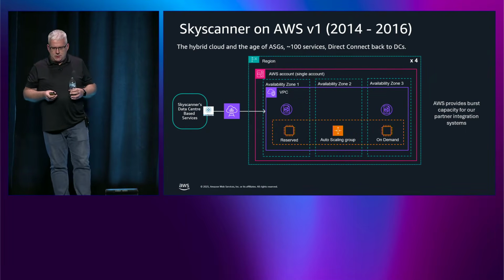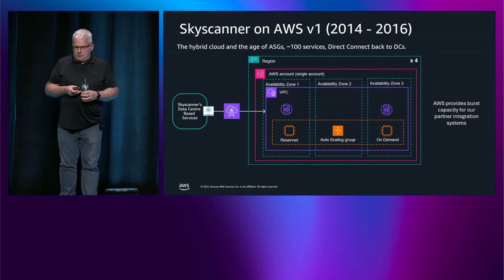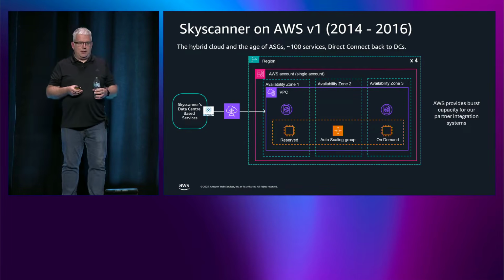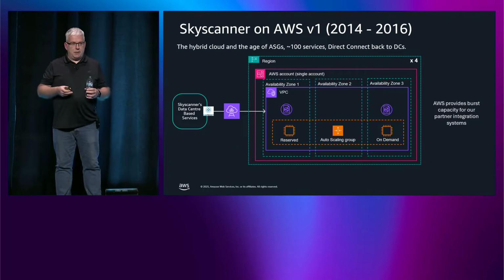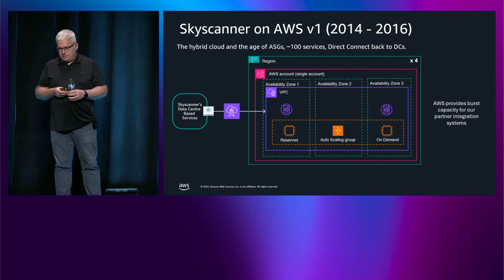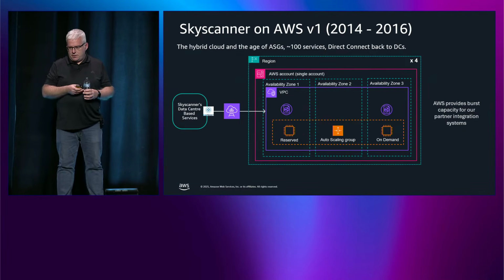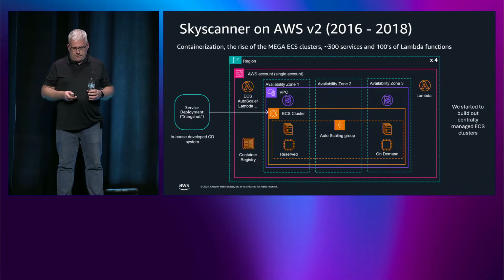So Skyscanner V1, this is 2014 to 2016. Very pragmatic use of AWS. It was for burst capacity for our partner scraping environment. We ran classic load balancers, EC2, ASGs, and used CloudFormation almost from the start. This architecture allowed us to scale to around about 100 services. Traffic back to our data centers ran through HAProxy. That abstracted the service endpoints and then handled the failover when we had problems with Direct Connect. The key point here is we started hybrid. We used AWS as a pressure valve for growth, not a big bang migration.